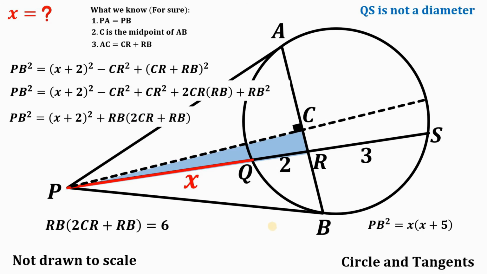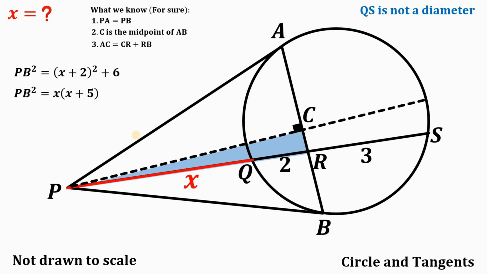equals 6, using the chord-chord power theorem. So we can replace this with 6. Now, from here, notice that we have two equations that are equal to PB squared. In short, we can say that (x plus 2) squared plus 6 is also equal to x times (x plus 5). And from here, we can now solve for the value of x.